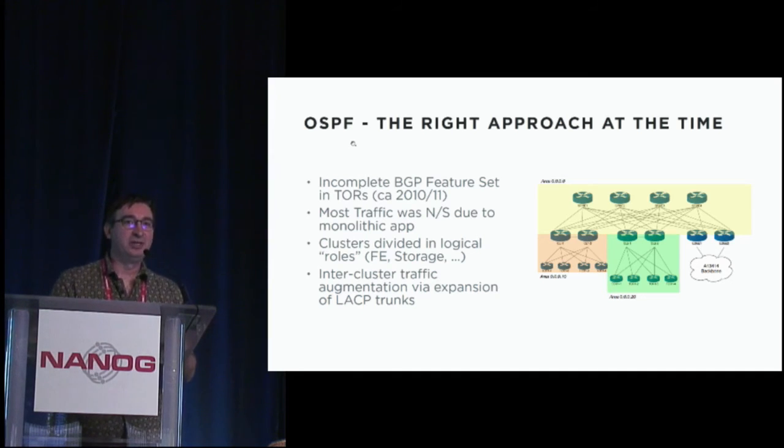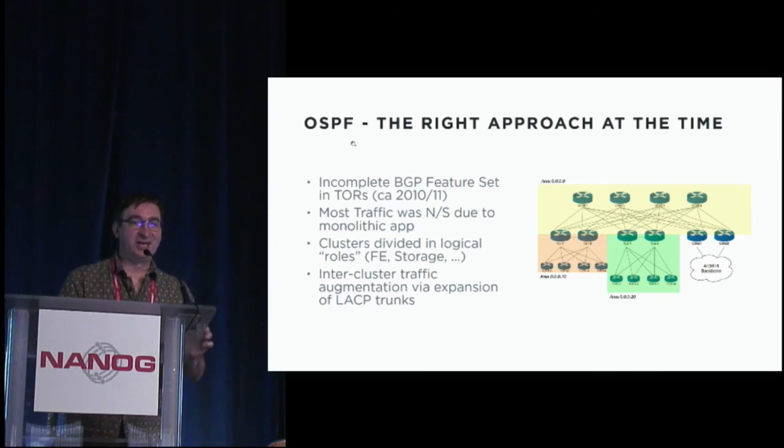Speaking to our environment, we had a rather heavy north-south bias to our traffic, and this comes back to the point that at the time, the Twitter app was a big old ball of Ruby on Rails, and there wasn't a whole lot of disaggregation of various components of the app going on. So we built an OSPF topology, a standard multi-area. We had a number of clusters where we separated the clusters by role. So we had a cluster for front-end hosts, a cluster for storage, a cluster for real-time storage.